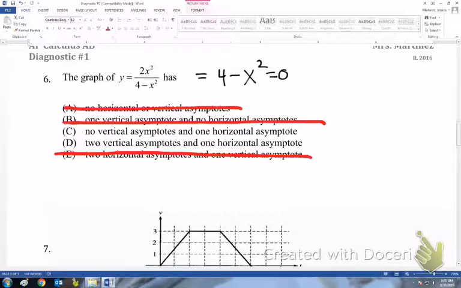Subtract 4 or add x squared, and then take the square root. So x equals plus or minus 2. So there are, in fact, 2 vertical asymptotes, one at 2 and one at negative 2. So the correct answer choice was D.